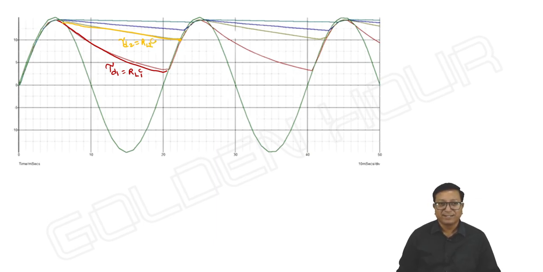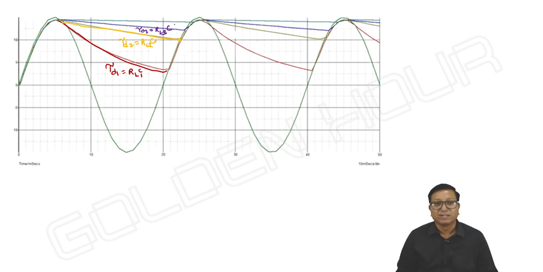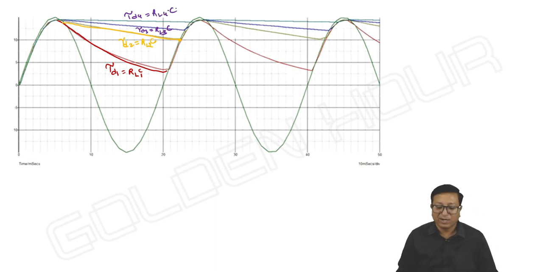Compared to this, in the third one we are choosing a much larger value of R, so definitely the capacitor takes more and more time. Here tau d3 is equal to RL3 into C. And in the last case, what happens if RL approaches infinity? Tau d4 is equal to RL4 into C. RL4 is very large, almost infinite, meaning an open circuit.